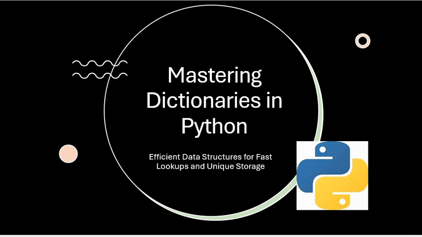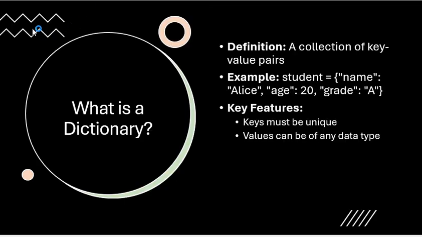Hello everyone. In this video we will talk about dictionaries in Python. First of all, we will go from very basic to advanced. What is a dictionary? Dictionaries are key value pairs in Python. It means that each value is accessed by using a key.